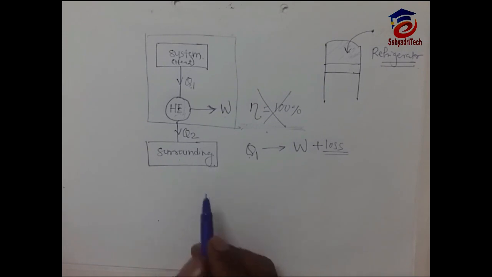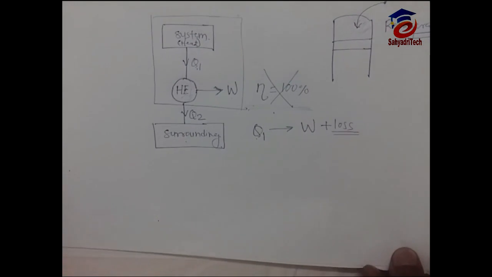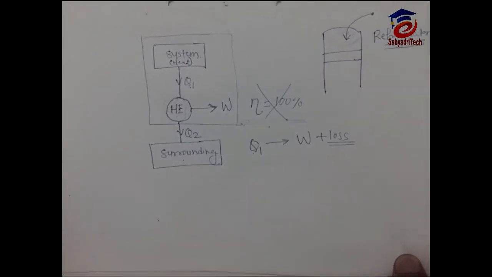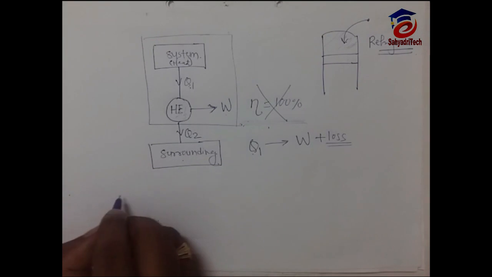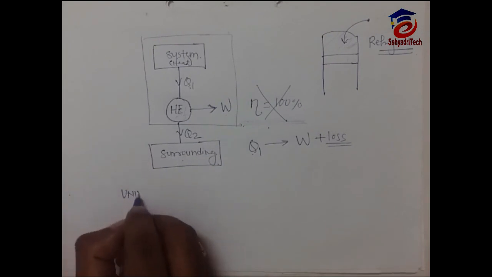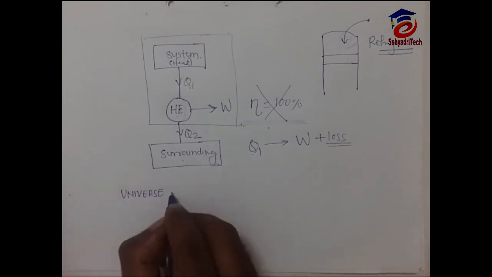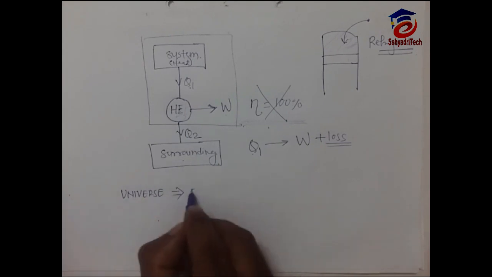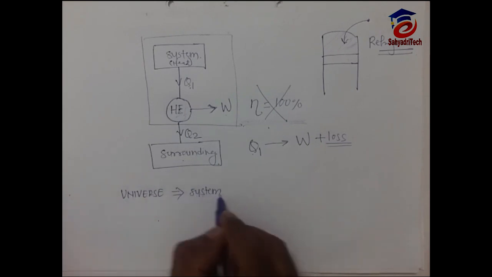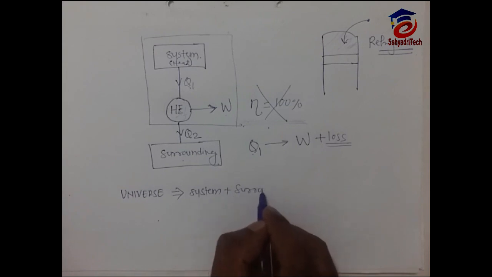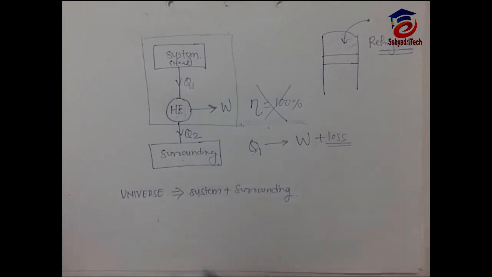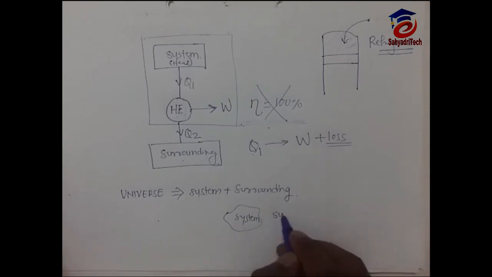Also we have learned what is boundary. There is one another concept that we have to learn, that is universe. You might know this, you have learned this in basic mechanical engineering. So what is universe? The universe is nothing but system plus surrounding. You know what is system? Suppose this is our system. Okay, this is our system and this is the surrounding.